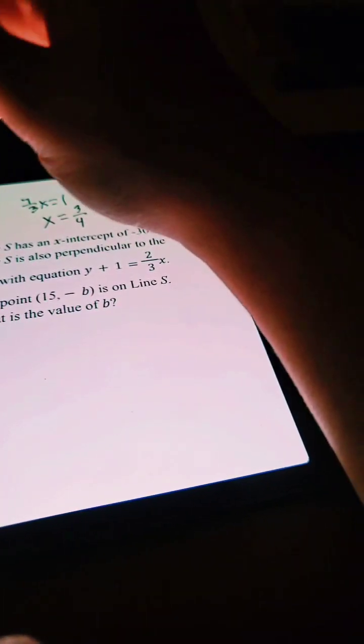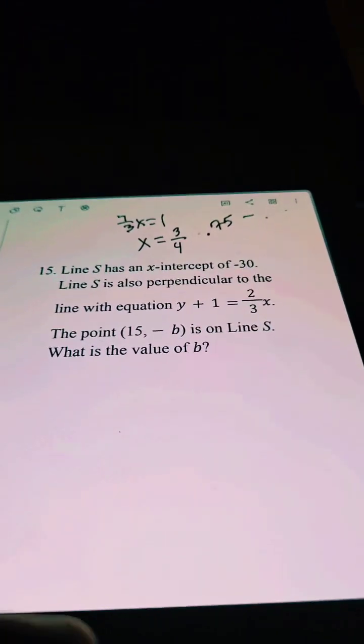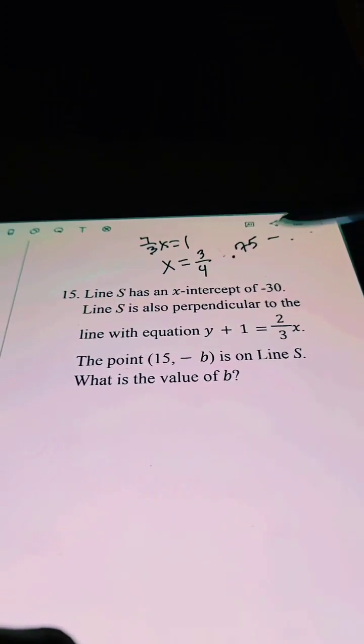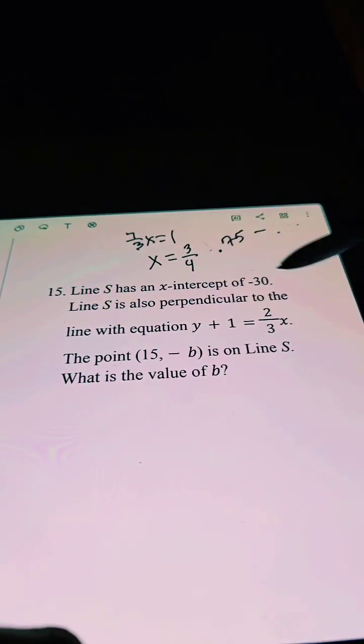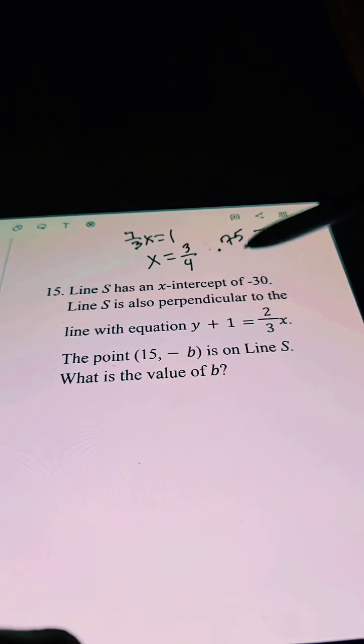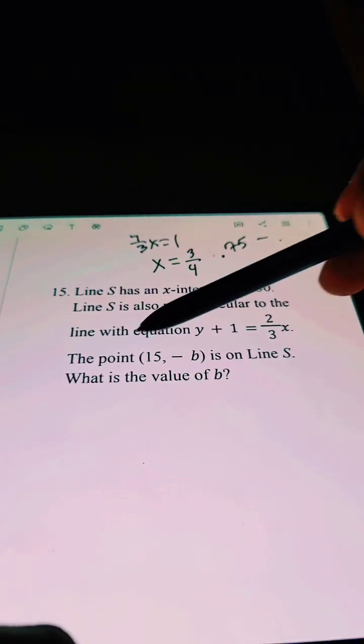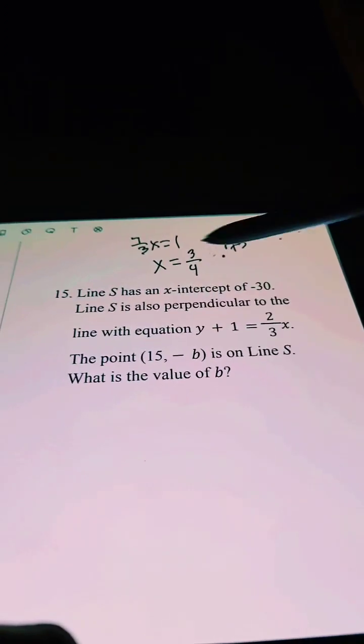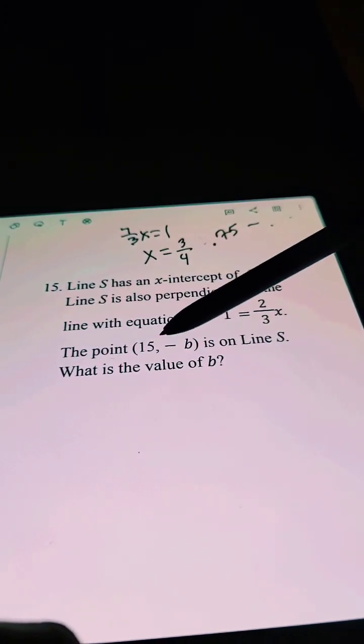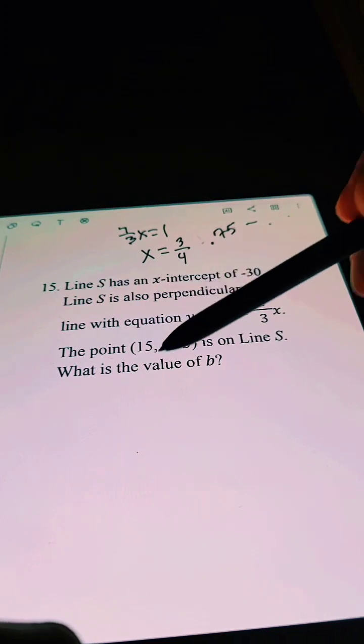So let's go to number 15. For number 15, it says line S has an x-intercept of negative 30. Line S is also perpendicular to the line with this equation, so it's perpendicular, okay, which means it has a negative reciprocal slope to this line. The point 15 comma negative b is on line S. What is the value of b?